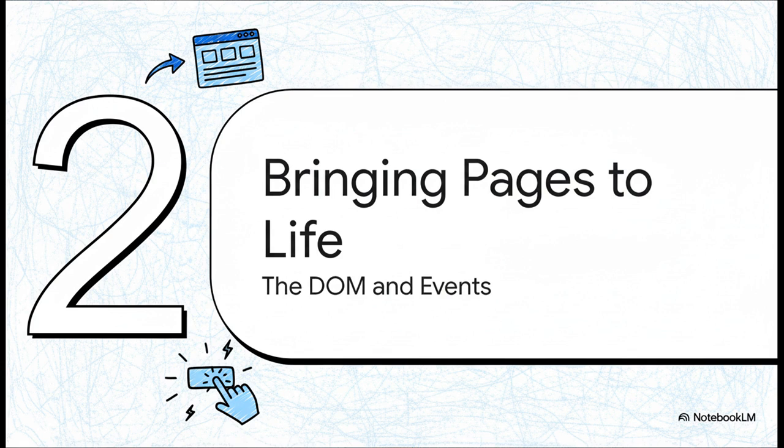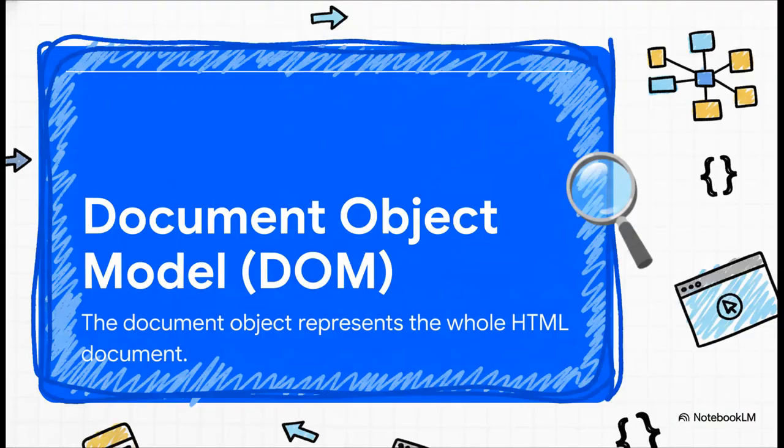How does JavaScript actually connect to the web page and, well, make things happen? The secret is something called the DOM, which stands for Document Object Model. Our notes say it represents the whole HTML document, but honestly, the best way to think about it is as a live blueprint of the page. It's like a map that JavaScript can use to find any element, a button, a paragraph, an image, and then change it on the fly.